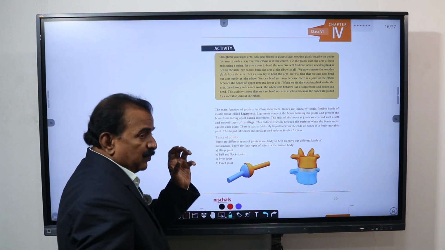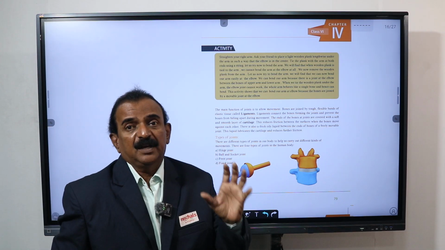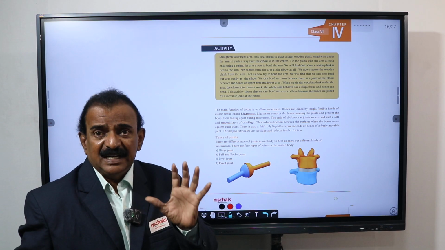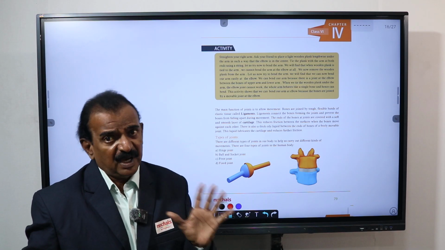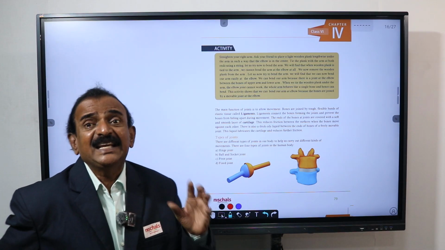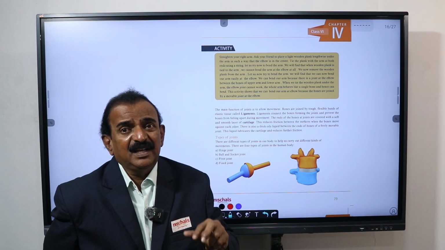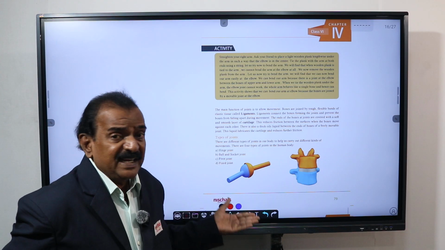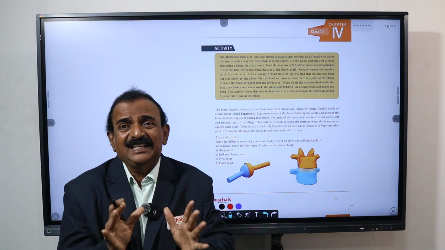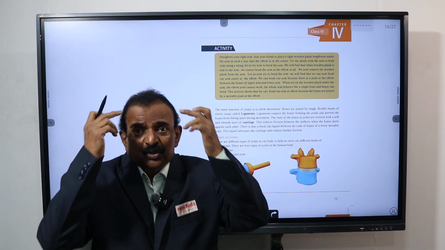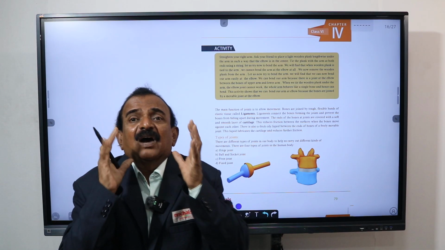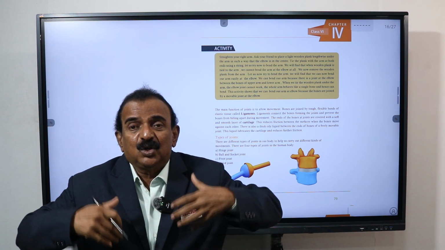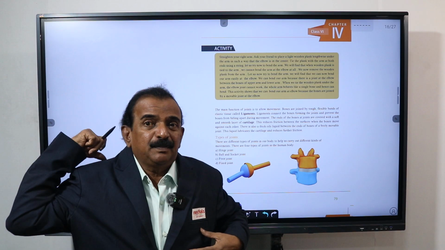So here we have four types of joints in our skeleton system. Our skeleton system consists of four types of joints. The first one is hinge joint, the second one is ball and socket, the third one is pivot joint, and the fourth one is called fixed joint. So already we discussed our axial skeleton, consisting of the skull, the rib cage, and the backbone.